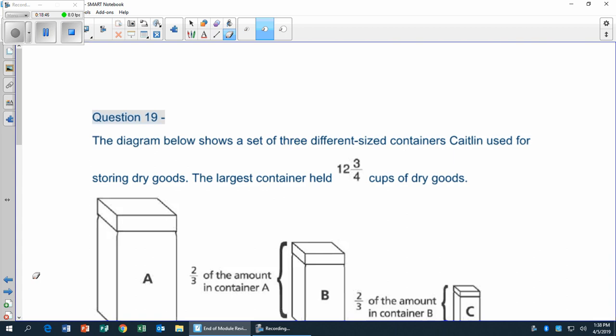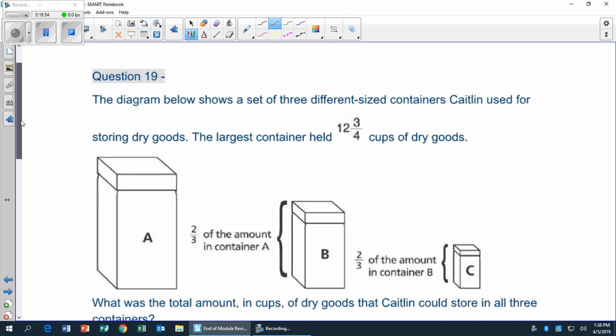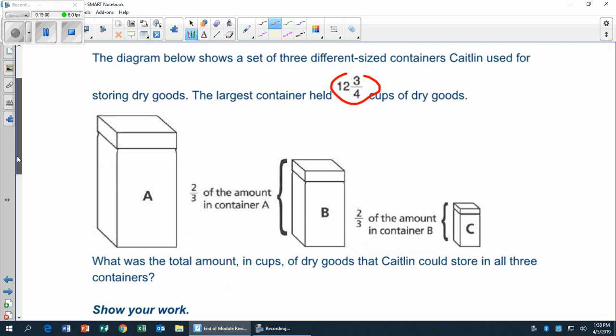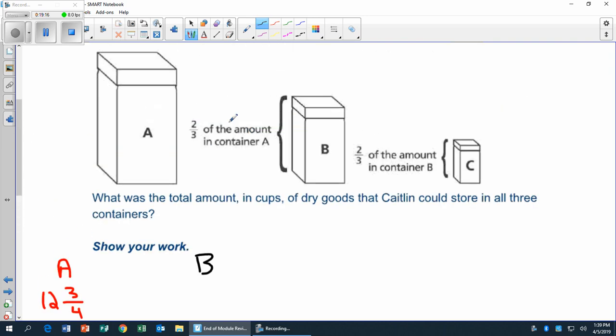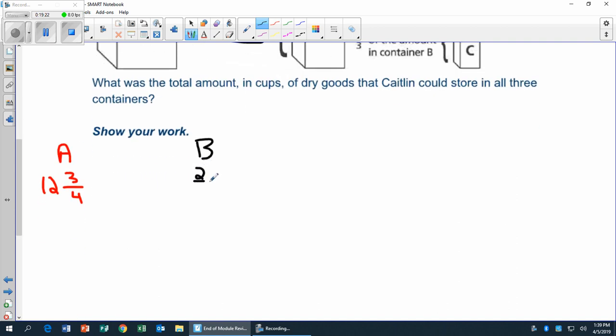The next one takes a whole bunch of steps, so we have to read very carefully. The diagram below shows a set of 3 different size containers. This is the largest container, so that's A. So we're going to start off, we know what A is, and we're going to put it here because we want to know everything combined. So A was 12 3/4. So now we're going to work on B. And if I look up here, it says 2/3 of the amount of container A. So we're going to find 2/3 of 12 3/4.